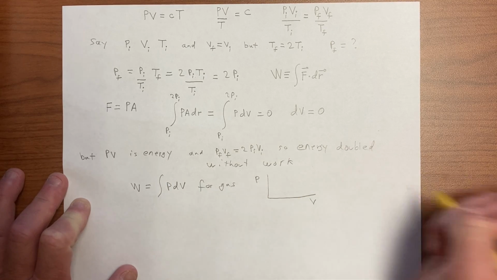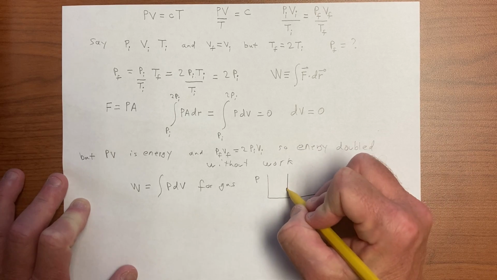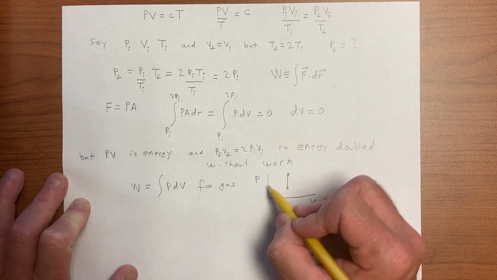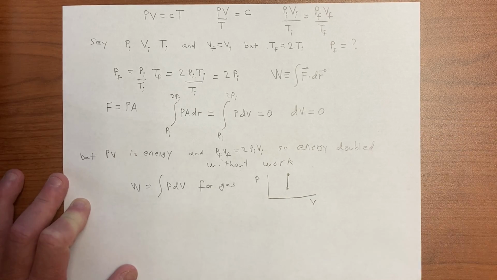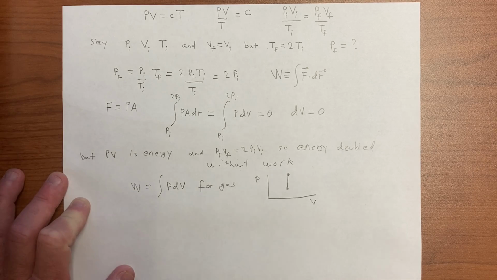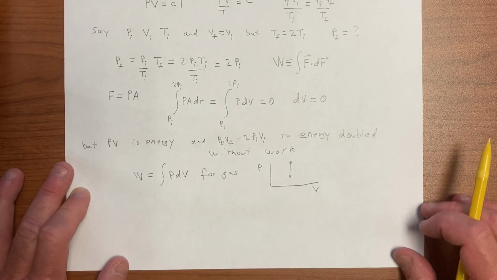But there must be some difference in volume. In this case, we're going from some value here to some other value over there. We're doubling the pressure at a constant value. So when we integrate this, we get 0. So if no work is done, where is this energy coming from?